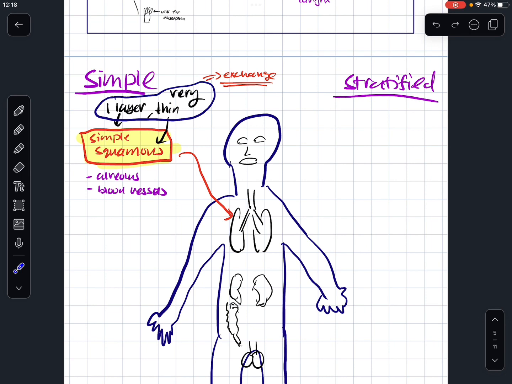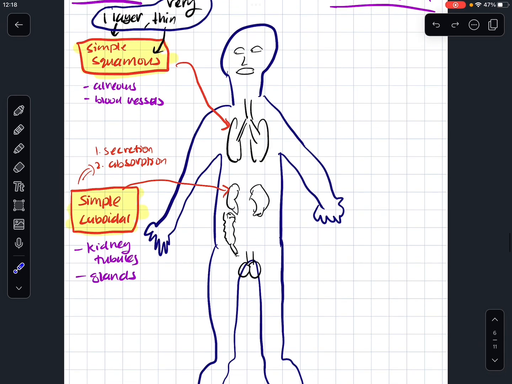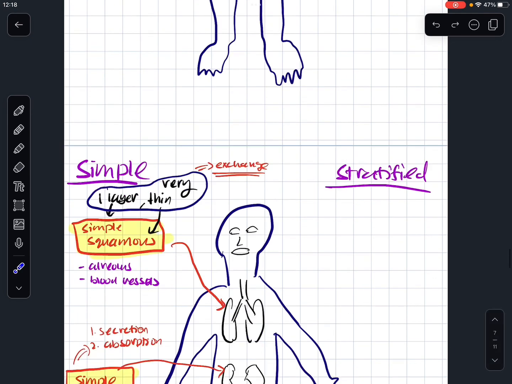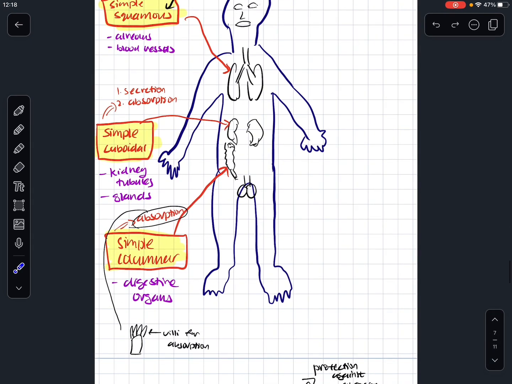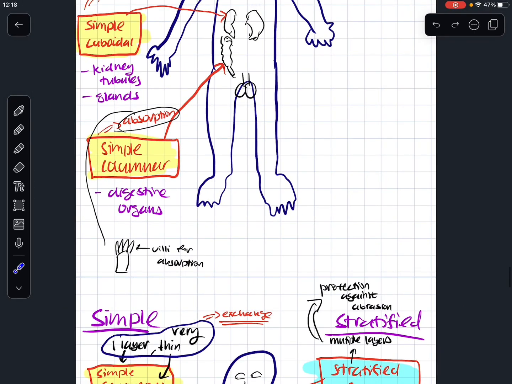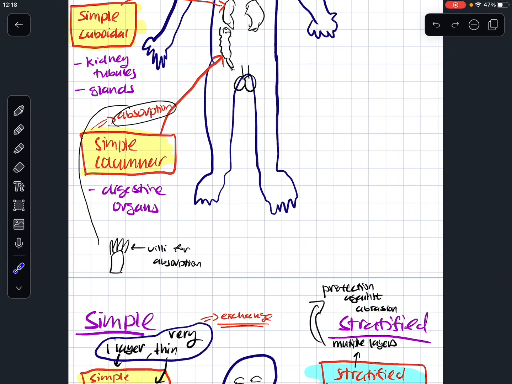So that's simple squamous. For simple cuboidal, the function is secretion and absorption, and it's found in kidney tubules and glands. For the simple columnar, again, the function is for absorption, and simple columnar epithelium is usually found in the digestive organs. And if you recall your basic biology, you might remember something called villus. This villus is usually found on the simple columnar epithelium. It's a sort of specialization, which is to increase the surface area for absorption.